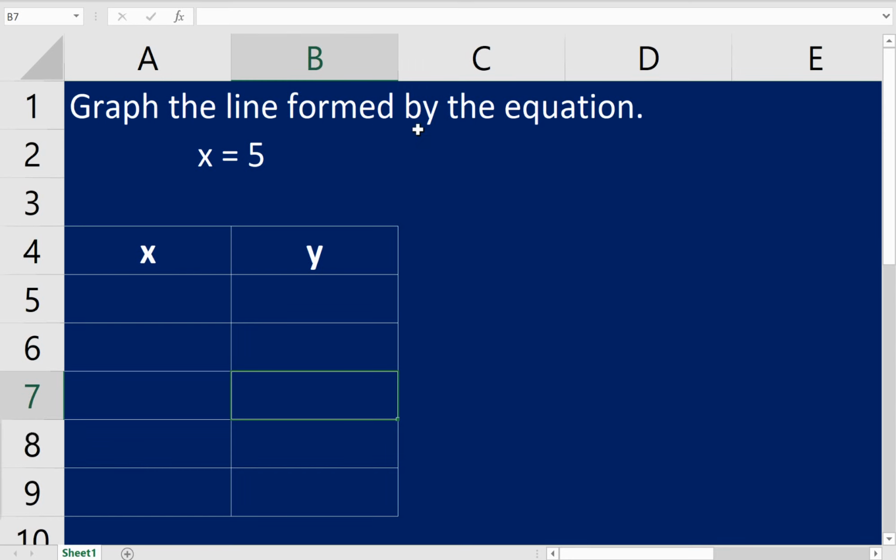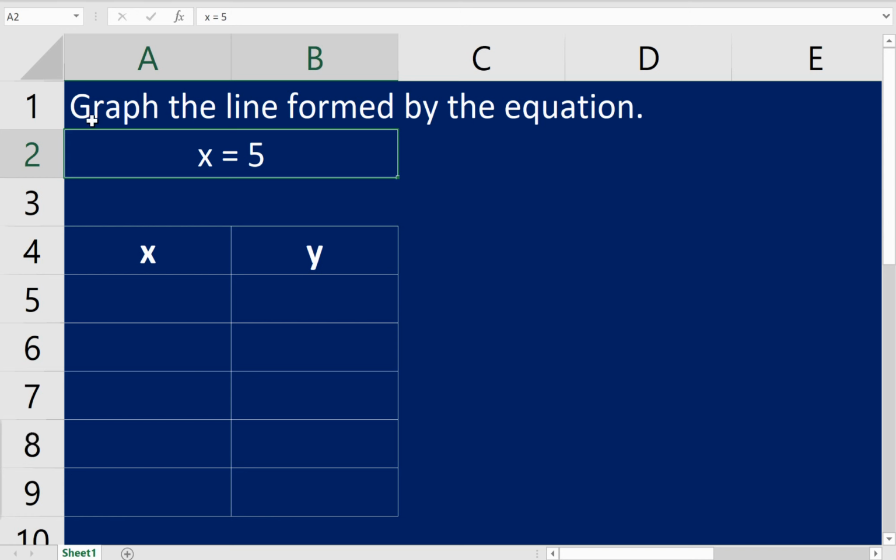Graph the line formed by the equation x equals 5. Okay, so this is a fun one because it throws students off a lot, and I'm not happy that it throws students off. That's not what makes this fun. What makes it fun is that I can explain it, and I hope that you'll remember this forever.